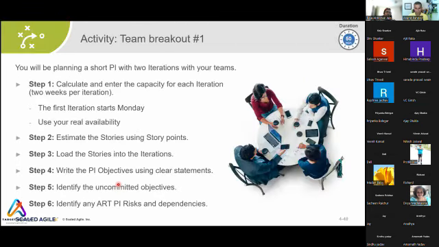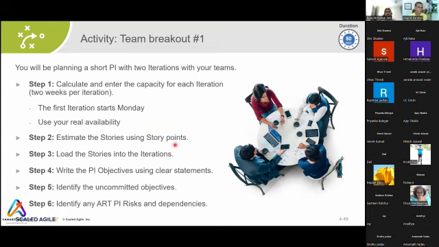So here are the activities where the Scrum Master needs to coordinate, and this is the outcome of the workshop we are doing today. We are planning for a short PI with 2 iterations with your teams. What you have to do: calculate and enter the capacity for each iteration. We'll see in the PIplanning.io tool in just 15 minutes how to do that. 2 weeks is per iteration. The first iteration starts on Monday, for example, as you can assume, or use your real availability whenever you want to start it. Estimate the stories using the story points.